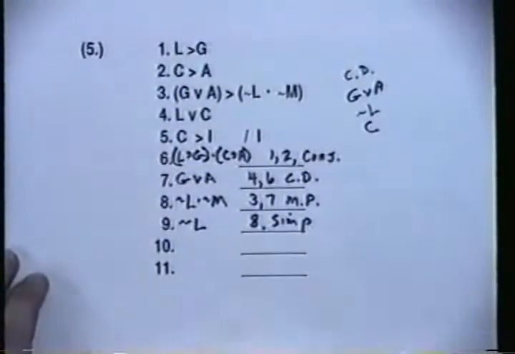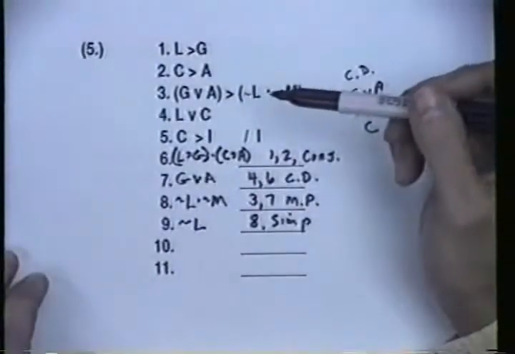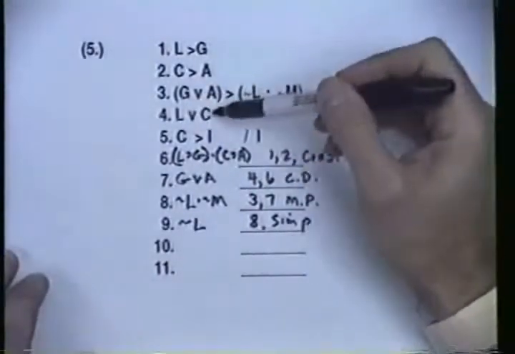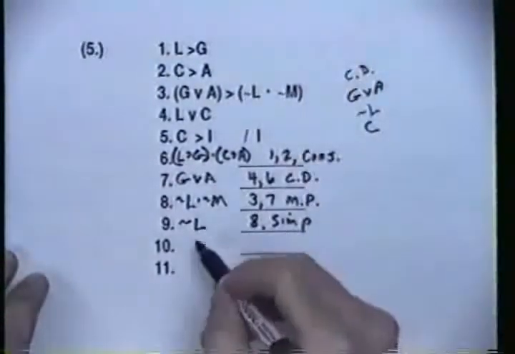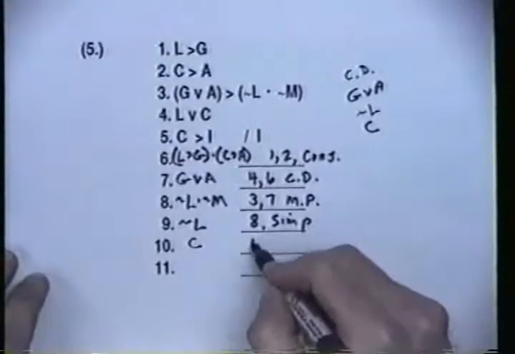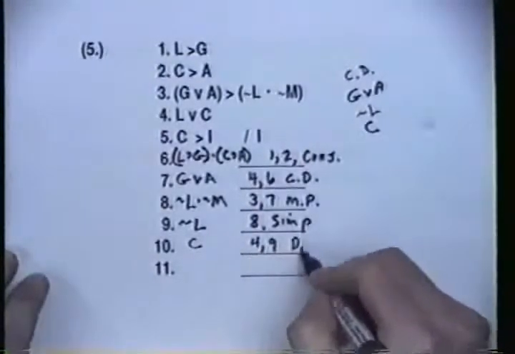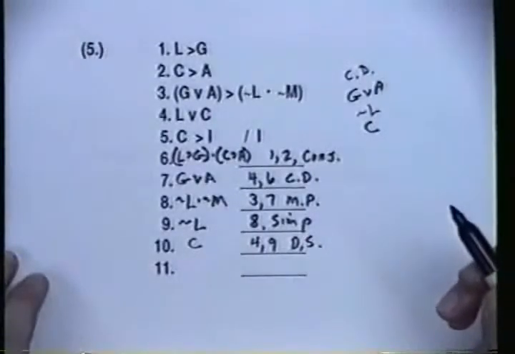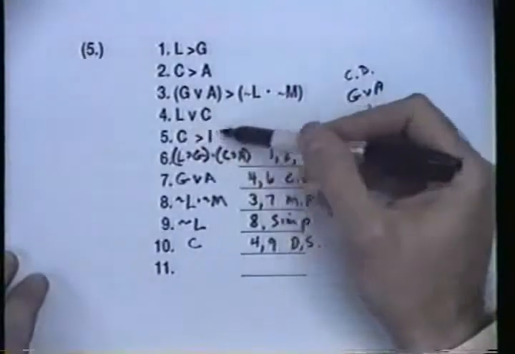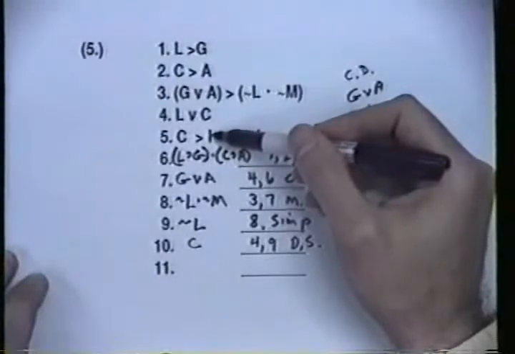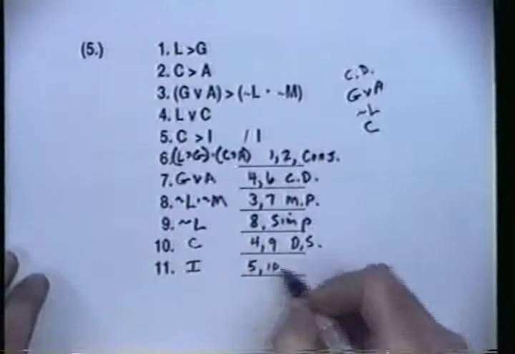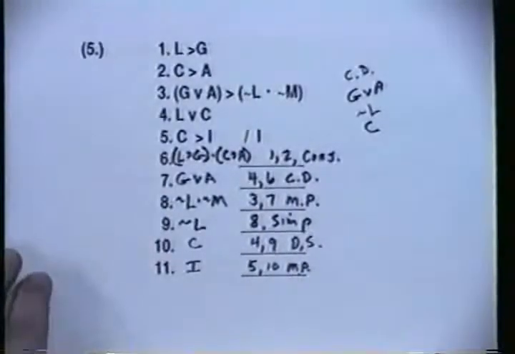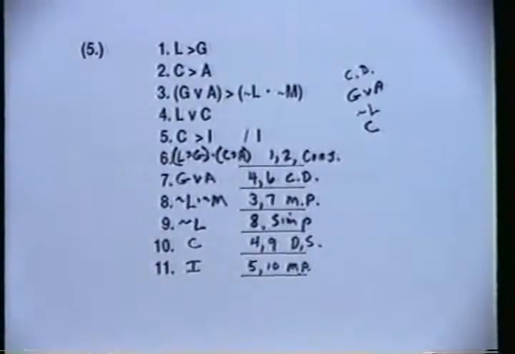Now we've got our not L. How is that supposed to help us? The not L, remember, negates one of the disjuncts on line 4, and so we get C from lines 4 and 9 by disjunctive syllogism. And now the last step, we get the I, which we're hunting for, by modus ponens with lines 5 and 10. I, 5 through 10 modus ponens. There we are.